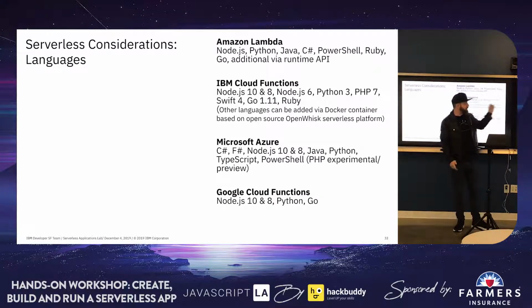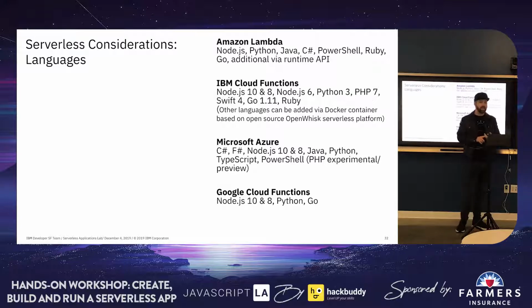Languages. So I just went through and updated this earlier today. To my knowledge, this is the most up-to-date list of languages that are available on the 4 function as a service platforms. So for Amazon Lambda, they support Node, Python, Java, C#, PowerShell, Ruby, and Go. You can also use the runtime API to add additional languages. With IBM Cloud Functions, we do Node 10 and 8. I don't know that we have Node.js 6 on the UI anymore. We do Python 3, PHP 7, Swift 4, Go 1.11, and Ruby, but you can actually add any other language that you want via a Docker container.